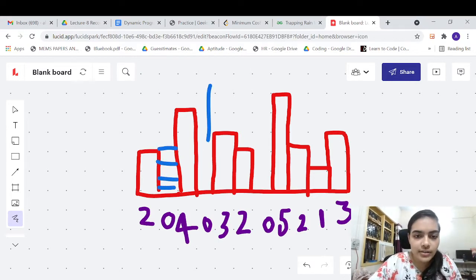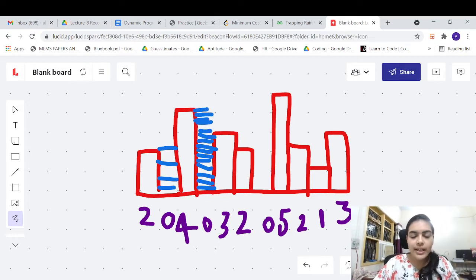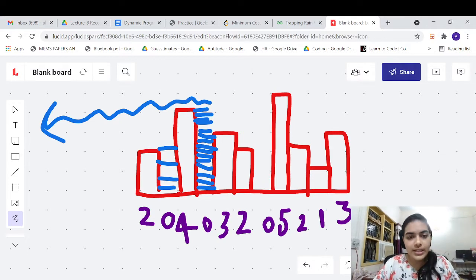Okay, let's go to the next block. What about this block? Now here it can store water, right? Here we can store water up to this or even more. Okay, let's store even more. Can we store it? Yes, we can. What will happen if you store even more? Then it will spill. So this is the maximum it can store.